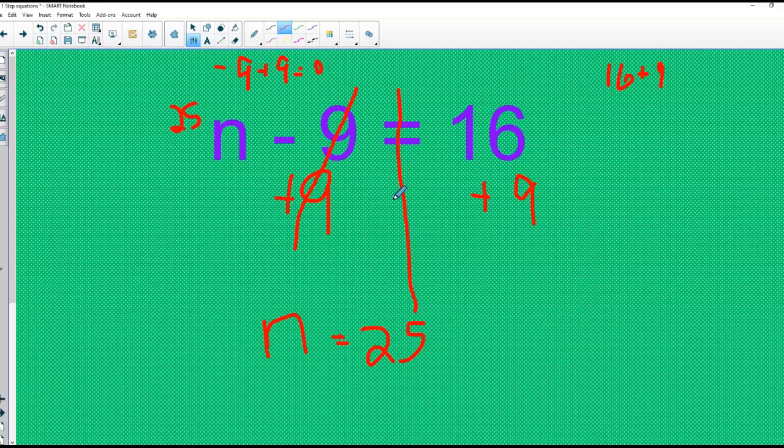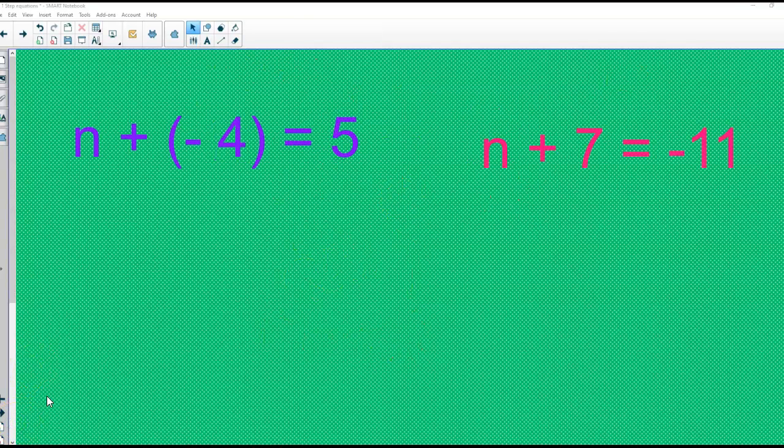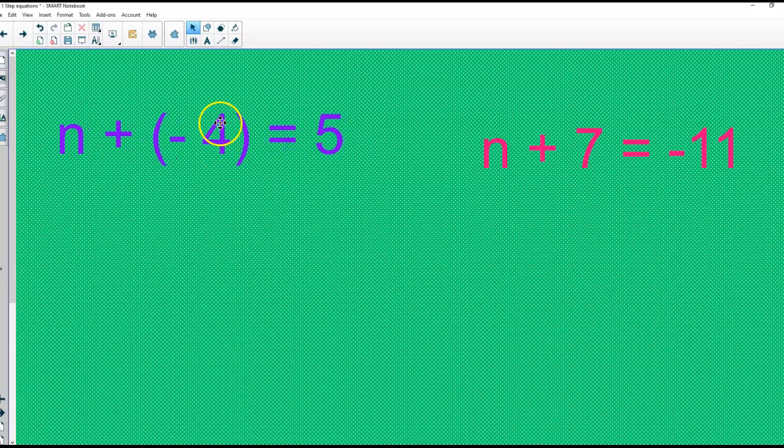Okay? So far we've been doing this and everything has been positive numbers. Now let's plug in some negatives. Okay, I have two problems on this page. They're both addition. Okay? We'll start with the one on the left. This one says n plus a negative 4 is 5. So just because there's a negative in here, we're not going to change how we have solved these. The equal sign is still your middle, and what we do to the left, we must do to the right. And we're still going to use the opposite operation.